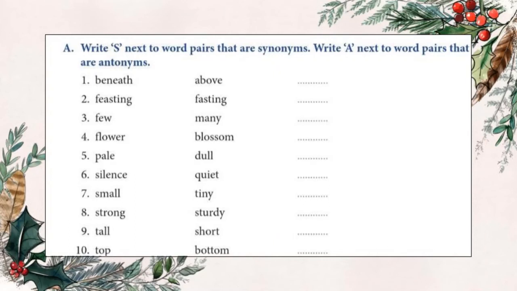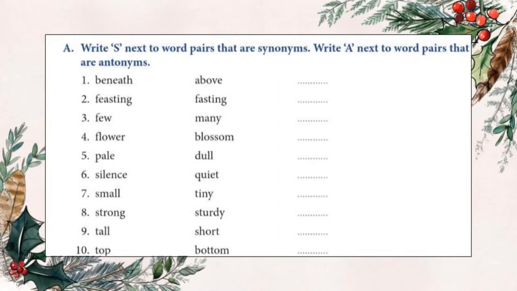Let's move to the seventh one. The given words are small and tiny. Both the words have same meaning. So write the letter S. Let's move to the eighth one. The given words are strong and sturdy. What is the meaning of sturdy? Sturdy means strong. So both the words have same meaning. So write the letter S in the eighth one.